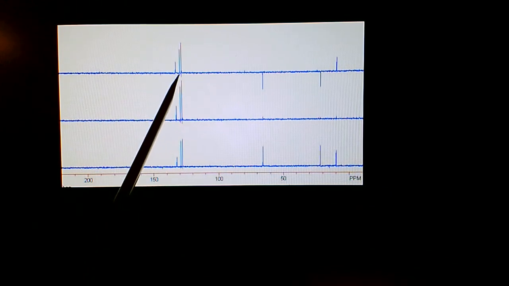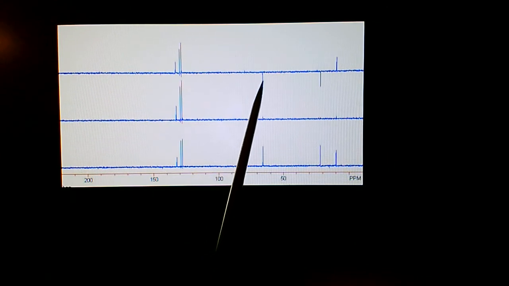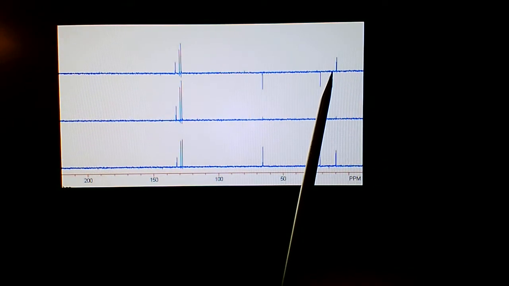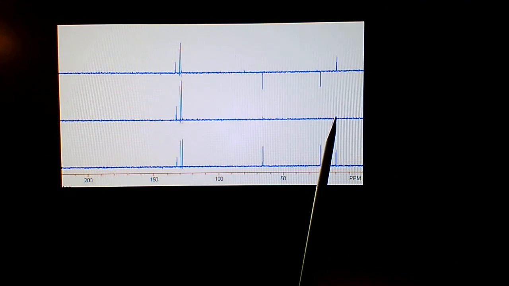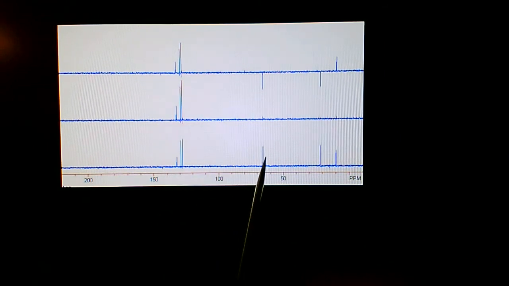All right, now we get to DEPT 135. Note that these 3 are all up. Well, we knew they were CHs. Remember DEPT 135, CHs and CH3s are up, CH2s are down. These are CHs, we knew that already, but when we come to the next one, it's hanging down. This is a CH2. The next one is hanging down, it's a CH2. The next one is up, which means it's either a CH or a CH3. The fact that it's not in the DEPT 90 means that this is a CH3. So now we can go through these and we know, okay, CH, CH, CH, CH2, CH2, CH3. And that's how you analyze the DEPT spectra.